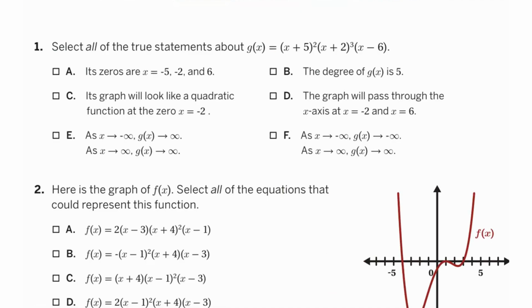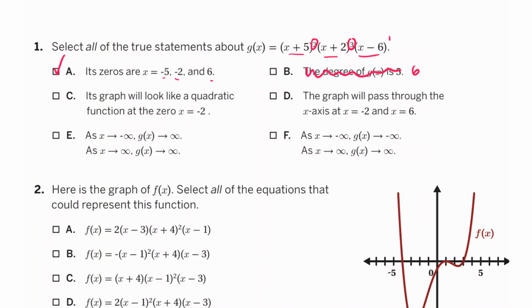So the first one is that its zeros are -5, -2, and 6. And yes, -5 would make it 0. Yes, -2, and yes, +6. All of those would make the entire equation equal to 0. The degree is 5. So that's not true because we have the multiplicities here, 2, 3, and then there's an invisible 1 here. So really the degree should be 6. So I would say that B is not true.